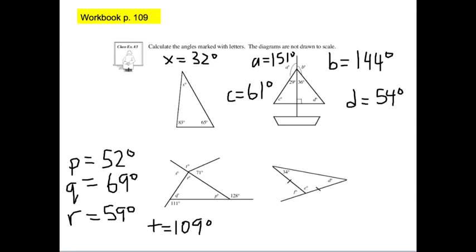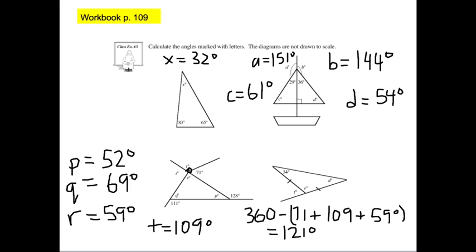S you can find because you know that all angles around a point, adding them up together, will give you 360 degrees. We have 3 of those angles, so what you're going to have is 360 minus 71 degrees plus 109 degrees plus 59 degrees. So the sum of those known angles, and what you have left over is 121 degrees. That's going to be your S.